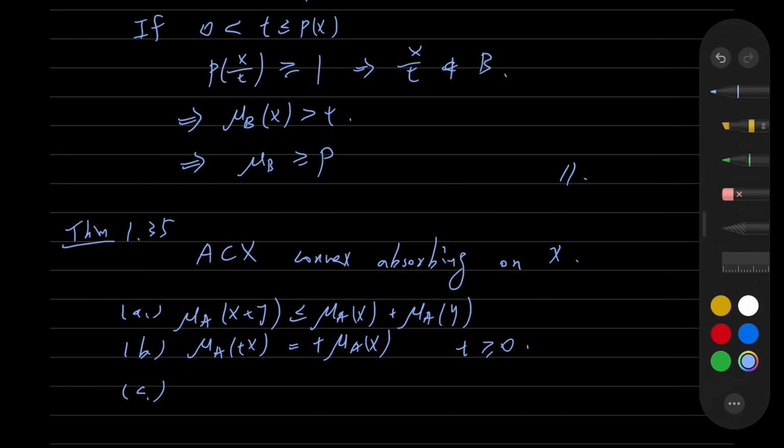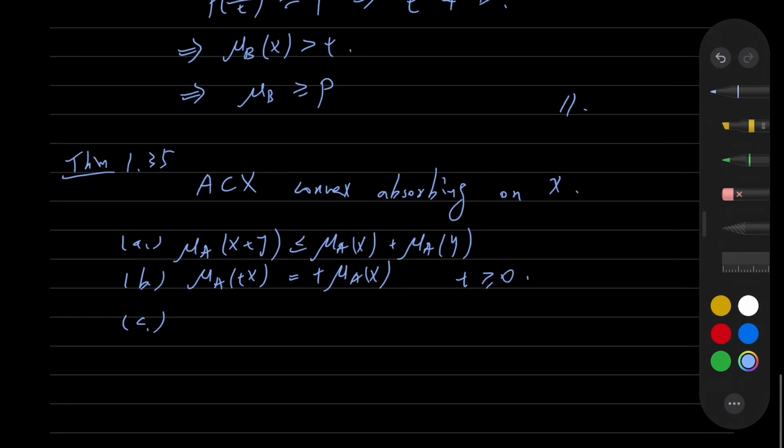Then from these two properties, this is almost a seminorm, except that we want T to be any real number. So to do that, we need the set A to be balanced. So if it is balanced, it implies that this is a seminorm.